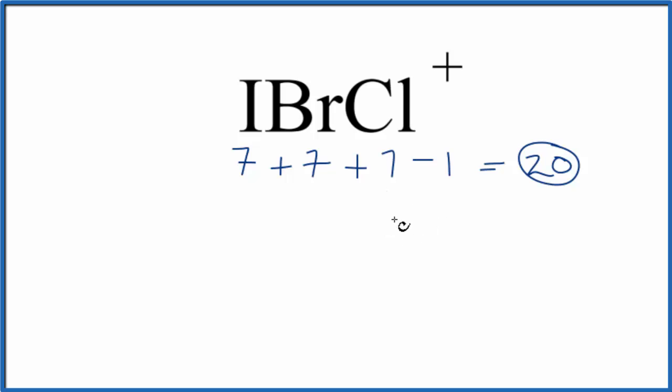Normally, we put the least electronegative element in the center of a Lewis structure. Here, iodine and bromine are fairly close. And since it's written this way, I'm going to just put them in the order that it appears in the formula, IBrCl.